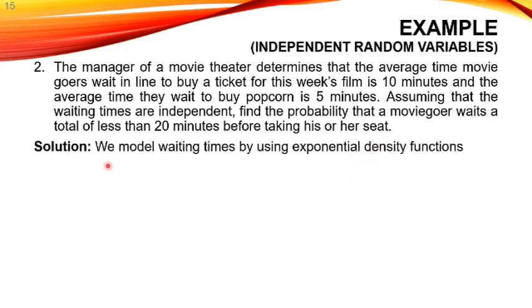So, our solution: we have to create a model of waiting times by using exponential density functions. So, our density function would be f of t. Since it is a function of time, we will use the exponential density function, where the density function is equal to mu raised to negative 1 times e raised to negative t over mu if t is positive or equal to 0. And the density function is equal to 0 if t is less than 0. Since we are measuring time, we have no negative time.